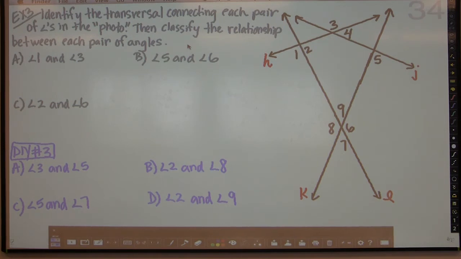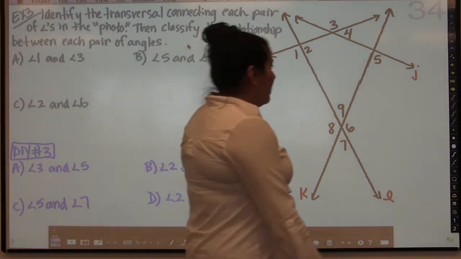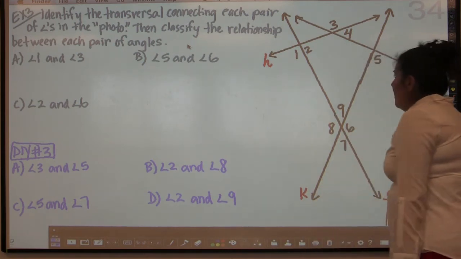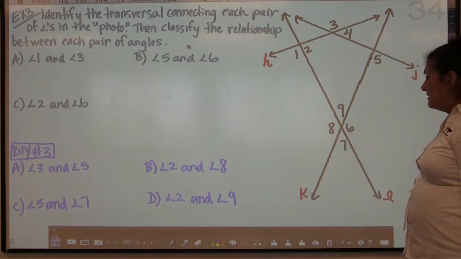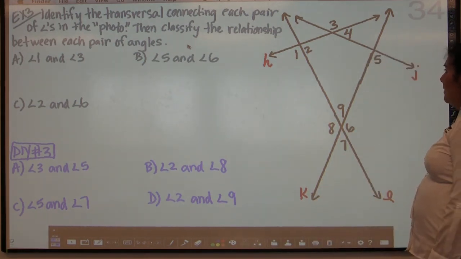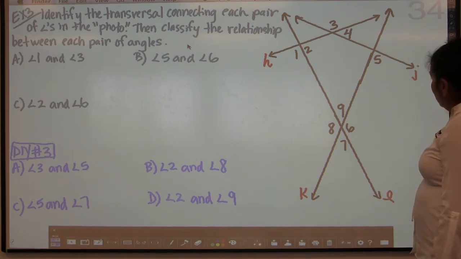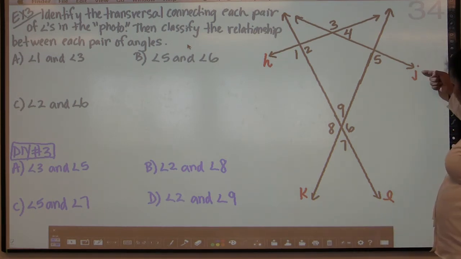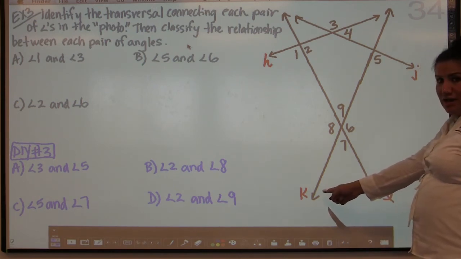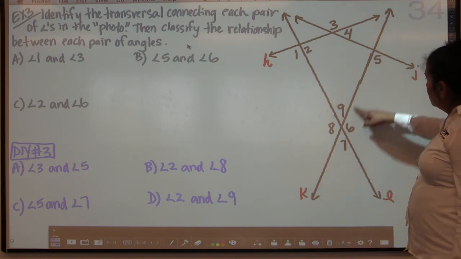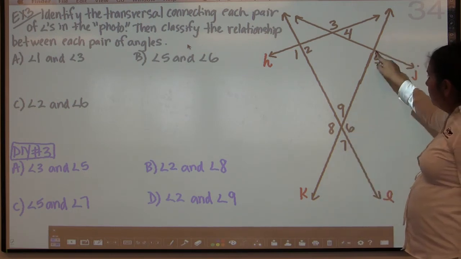Our last example is basically the same thing that we did in the previous one, but in this case you've got all kinds of lines happening. Remember that a transversal is any line that intersects two other lines at more than one point. And so what's happening in this diagram is that you have more than one transversal. For example, if I look at line J and line L, then line K is acting as a transversal because K is crossing both lines at two different points.